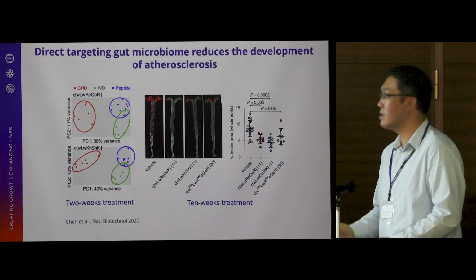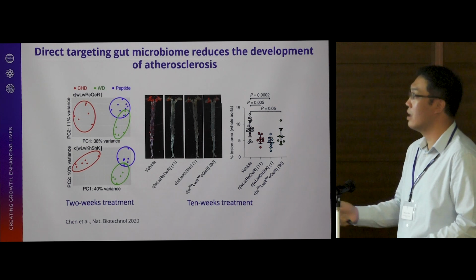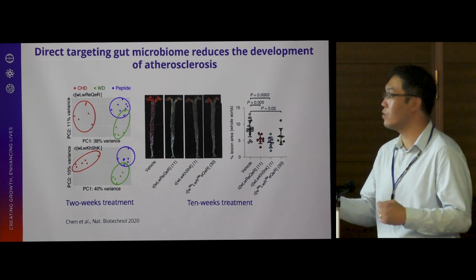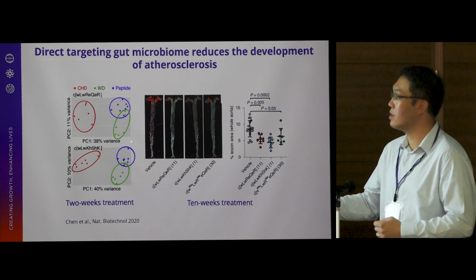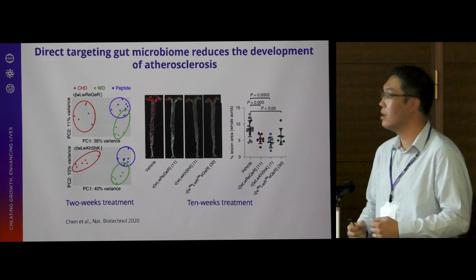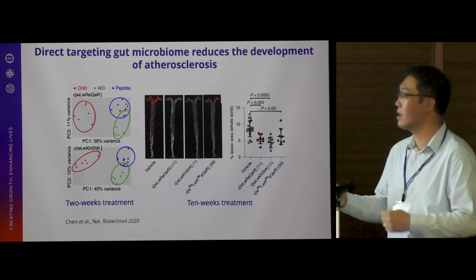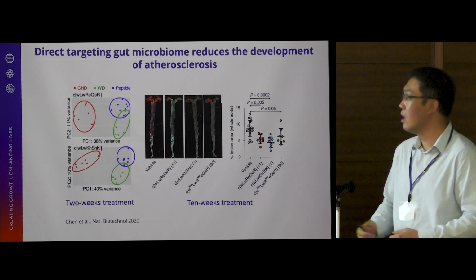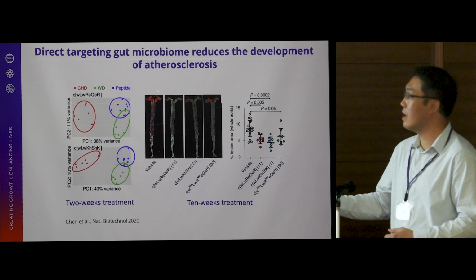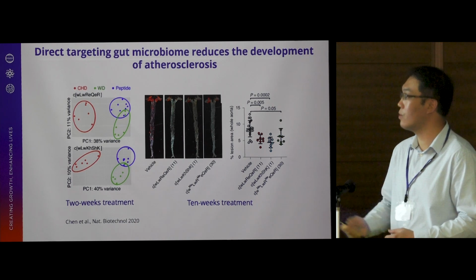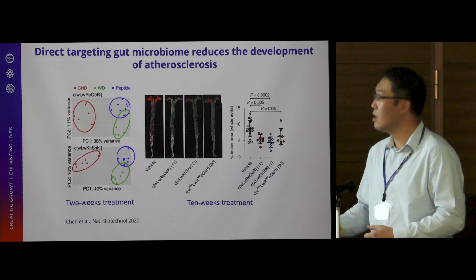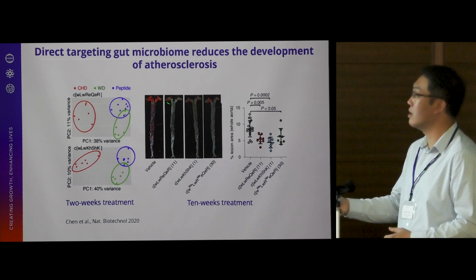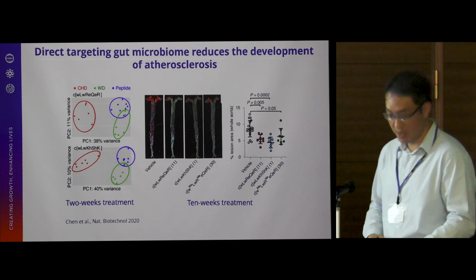The finding is that after 2 weeks of treatment, we can already see separation between the Western diet, labeled in green here, versus the peptide group. From the PCA plot, you can see that the composition of the gut microbiome starts to separate after 2 weeks of treatment. And then after 10 weeks, when we sacrifice the animal and do the lipid staining, we can see less lipid staining in the heart here, and it's more significant. And the control doesn't affect it too much.